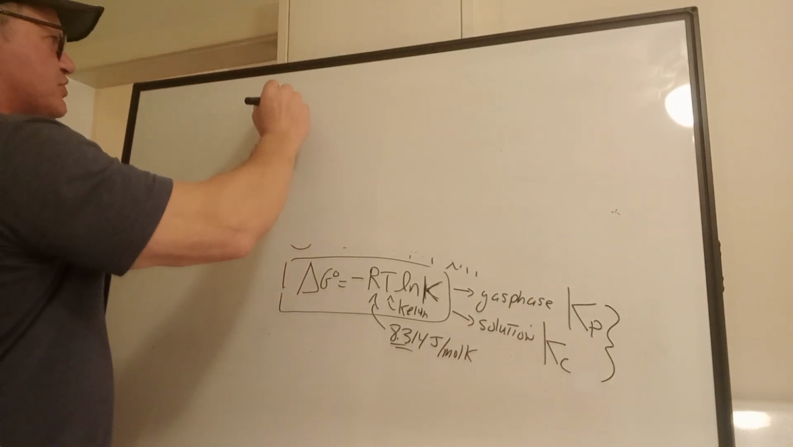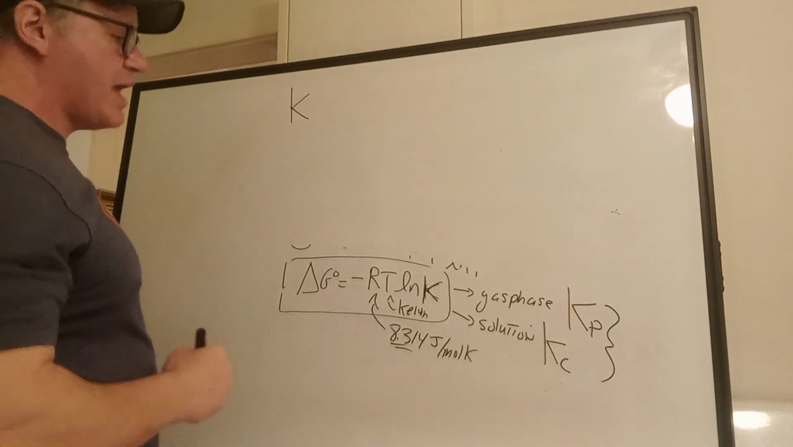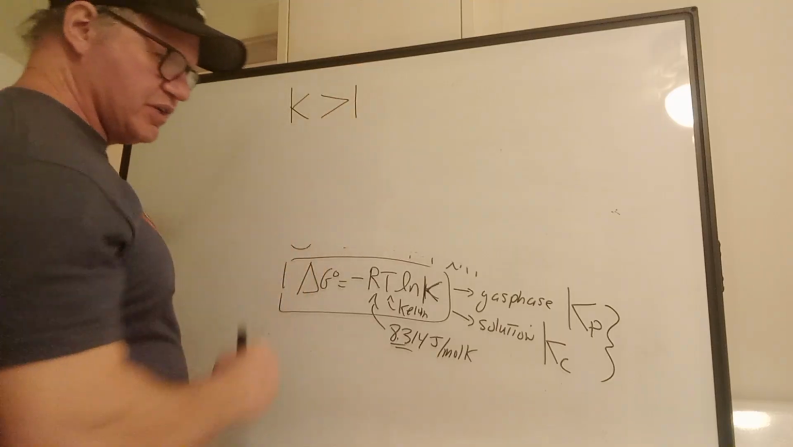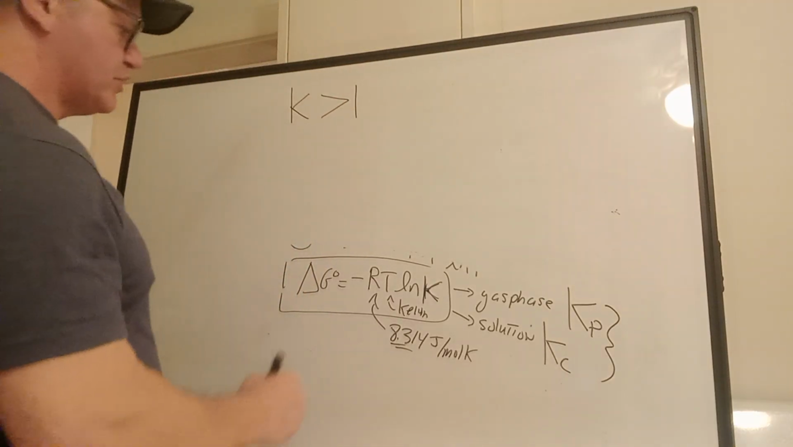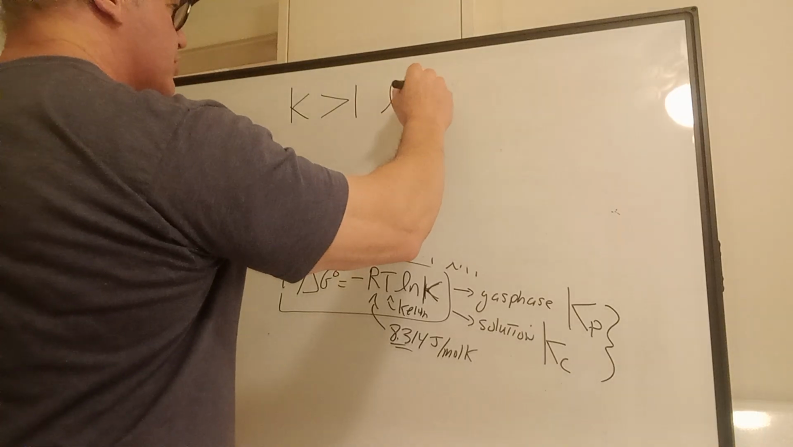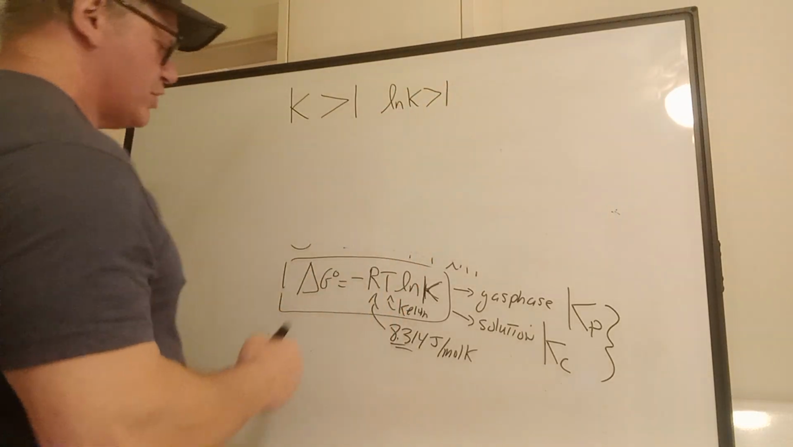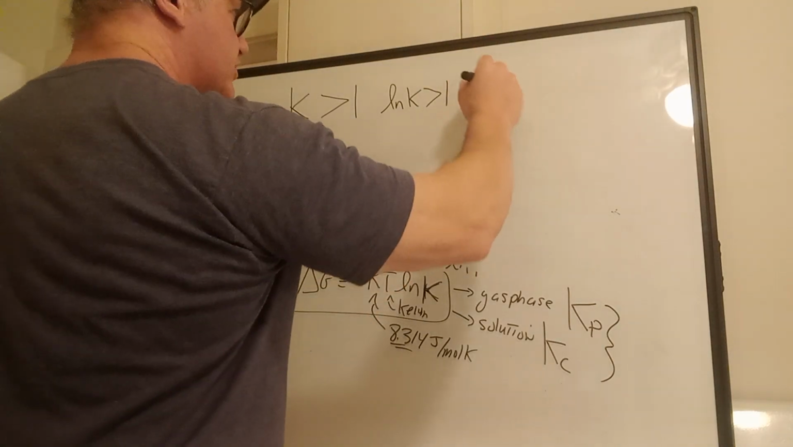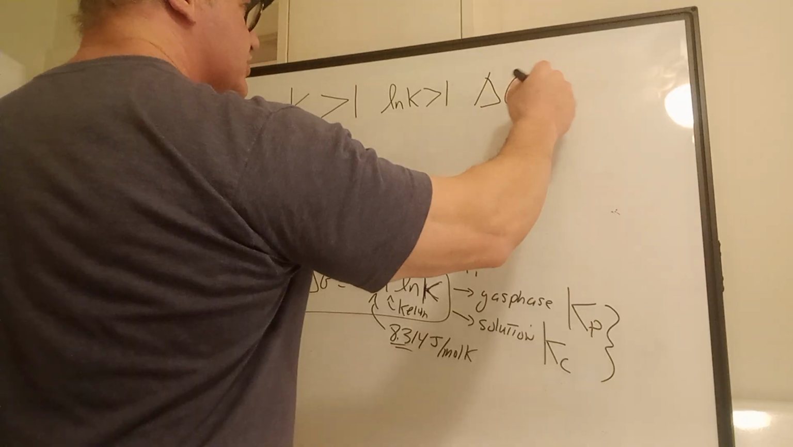So this is on page 12 going into 13. Let's talk about some interpretations. Whether it be Kp or Kc, it doesn't make a difference. When the equilibrium constant is greater than 1, well then let's look at what this means. That means ln of K is greater than 0, which means there's a negative out here, right? So we got a negative. That means delta G naught is less than 0.